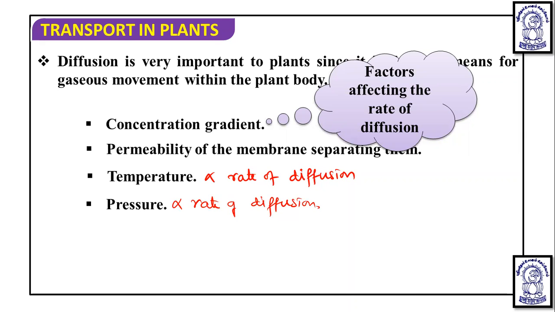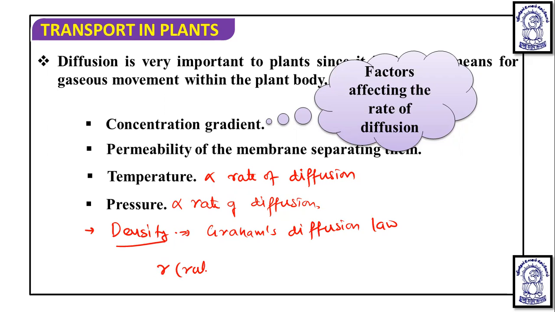Okay, and the next factor is density. Now the rate of diffusion is inversely proportional to the square root of density, so this explains Graham's diffusion law. In this, the rate of diffusion is inversely proportional to the density of the particles.